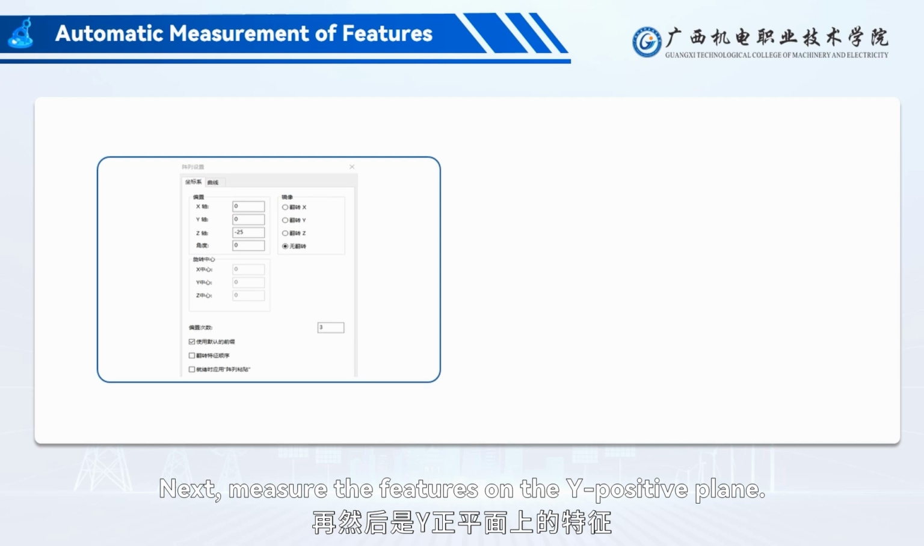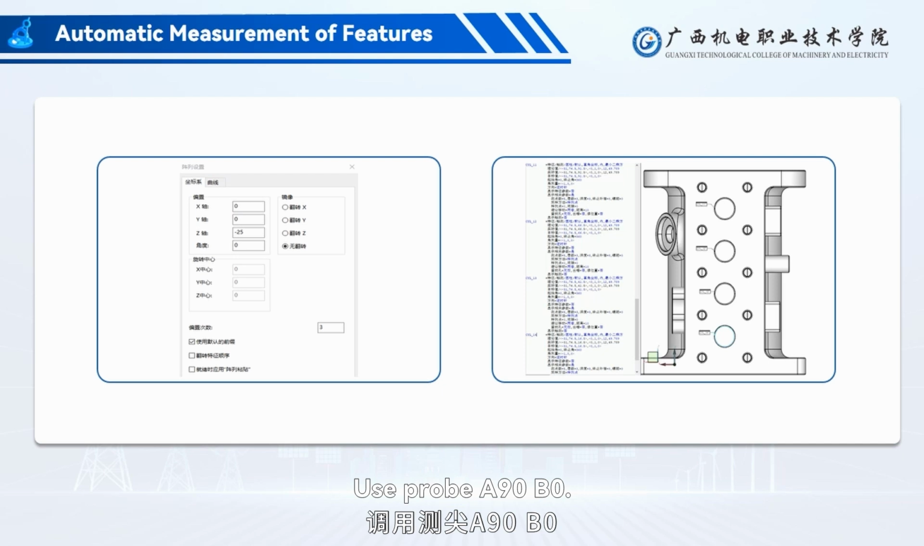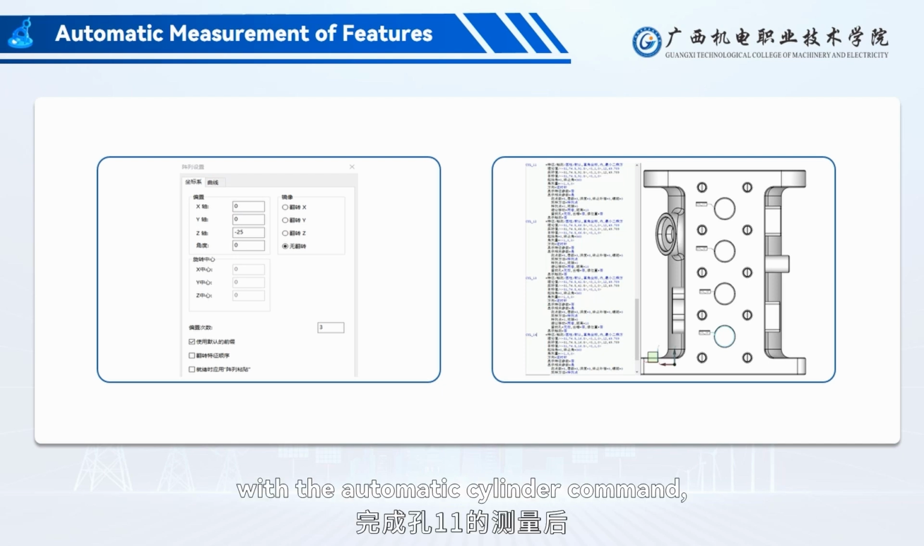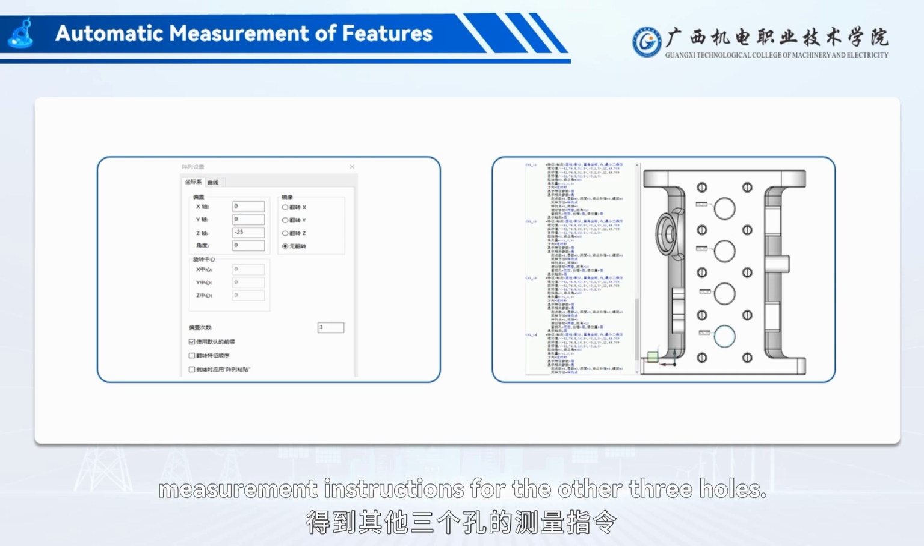Next, measure the features on the y-positive plane. There are 4012 optical reference holes that need to be measured. Use probe A90B0. After measuring hole 11 with the automatic cylinder command, apply the array method to generate measurement instructions for the other 3 holes.